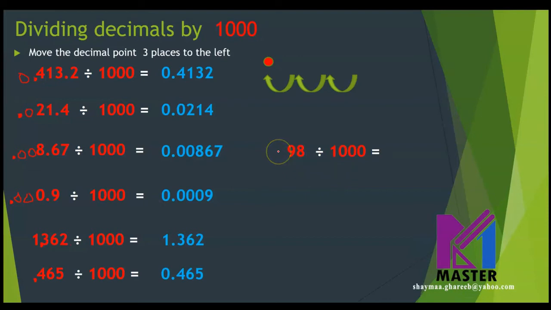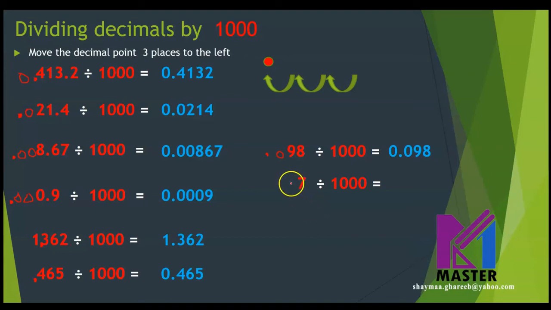What if I have a 2-digit number divided by 1000 and it's a whole number? We need 3 places. So if I add 0 before the number, as we said before, it does not affect the value of the number. It is still 98 as it is. So now I can put a decimal point after 3 places. 1, 2, 3, and then I will put a decimal point. Then I will write my number 0.098.